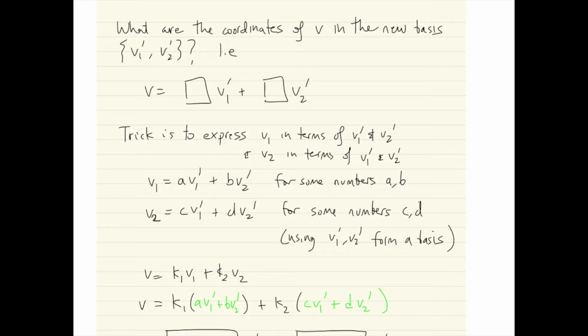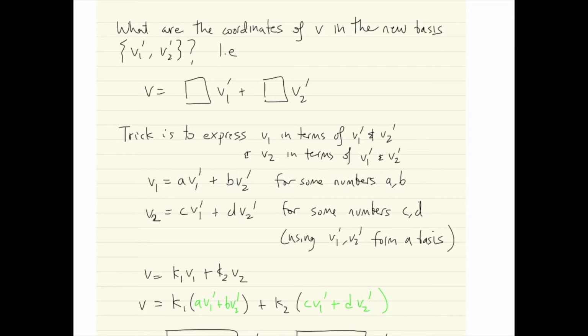Because v1 primed and v2 primed form a basis, by definition of basis, every vector can be written as a linear combination of v1 primed and v2 primed. In particular, v1 can be written as a linear combination of v1 primed and v2 primed. So there are some numbers a and b for which this equation holds. And similarly, there are some numbers c and d for which this equation holds. We will in principle be able to find these numbers. Right now, we're just imagining that we can find them.